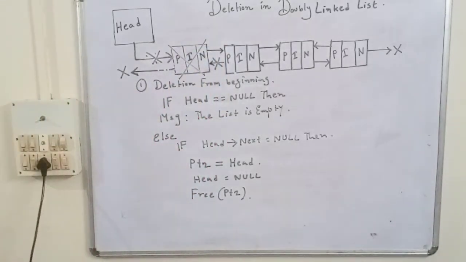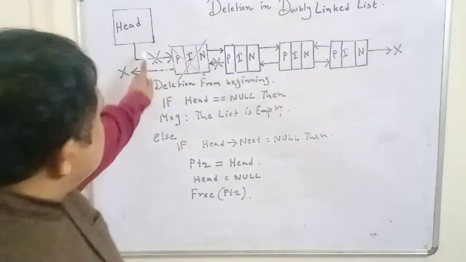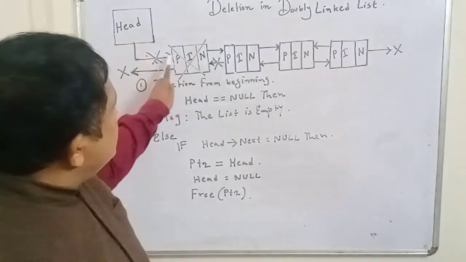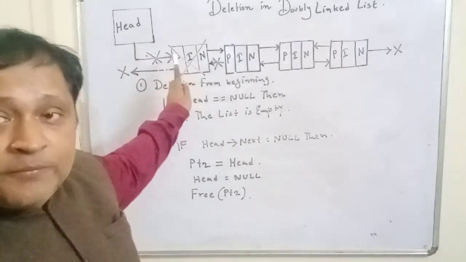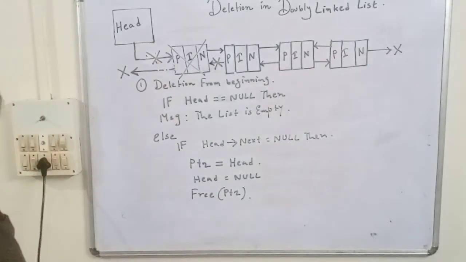Before that, we have to delete the connectivity. The connectivity is head to this node. So head is not connected to any node henceforth. Now, second option, third option.